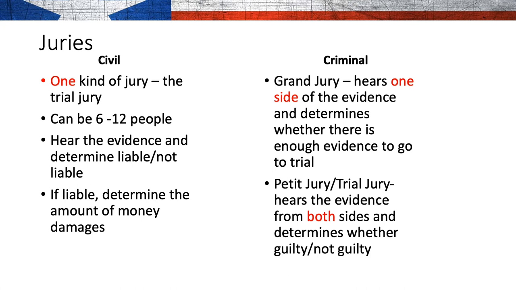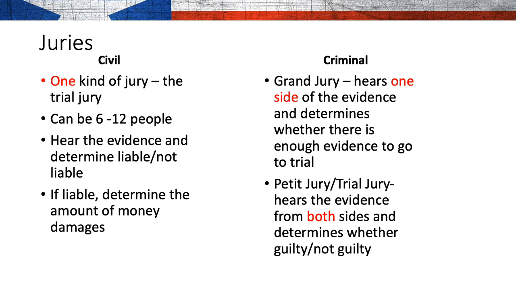Now, if you're in a civil case, you can waive your right to trial by jury, and you can say, no, I just want the judge to hear this case. And that's perfectly fine, and there is no jury. In a criminal case, there are two juries. There's a grand jury that hears just one side of the evidence and determines whether there's enough evidence to go to trial. So basically it says, state, give me your best shot at why you should be able to prosecute this person and make this person go to court and defend themselves.